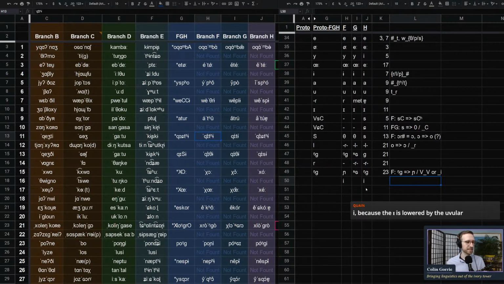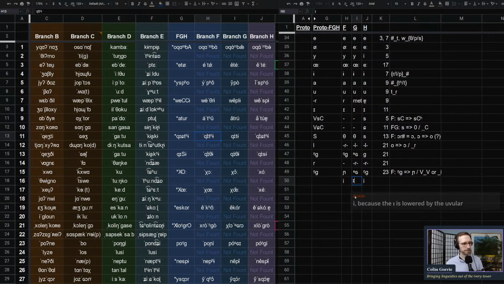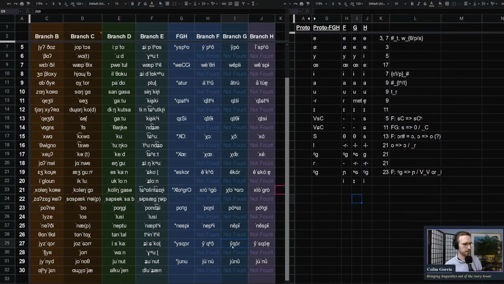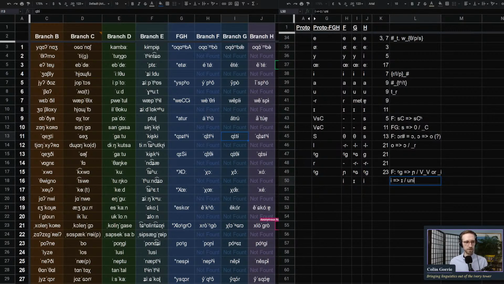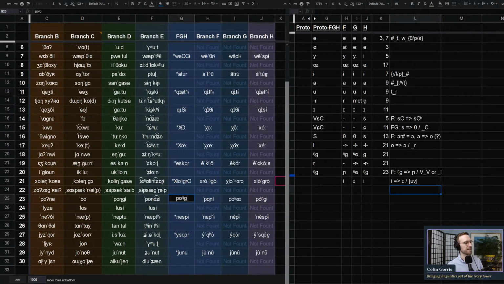Quain, that's right. That makes a lot of sense. So E is being lowered to I by the uvular. Let's just do a quick check to make sure that that's also the case elsewhere. We have uvular here, uvular effect after qa. Yep, I think that's likely. So E to I after Q, or after... I'm not going to do the actual features. That is unnecessary. So something like this.